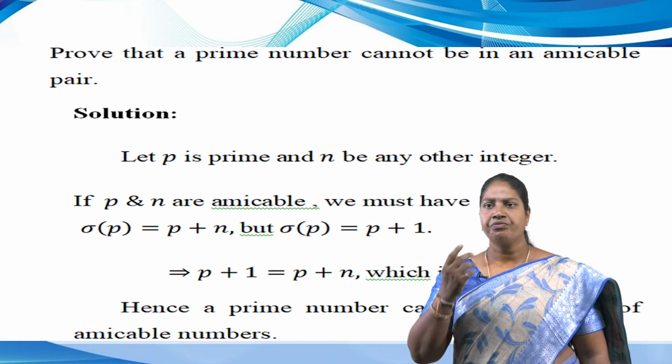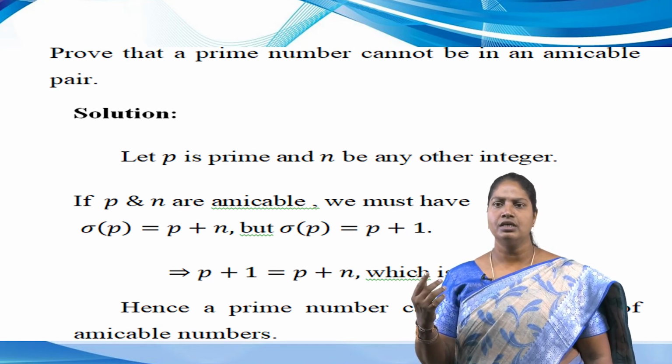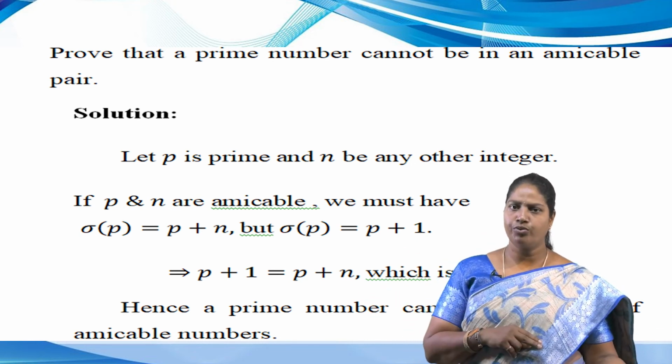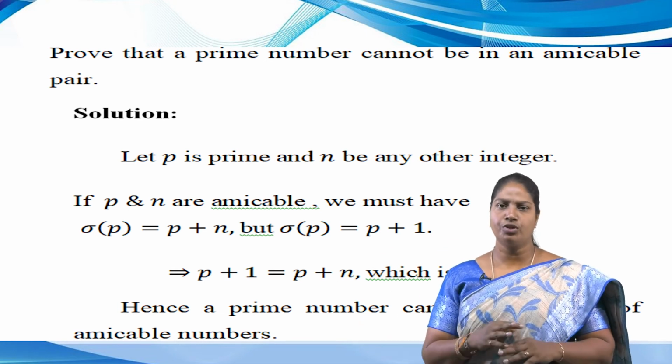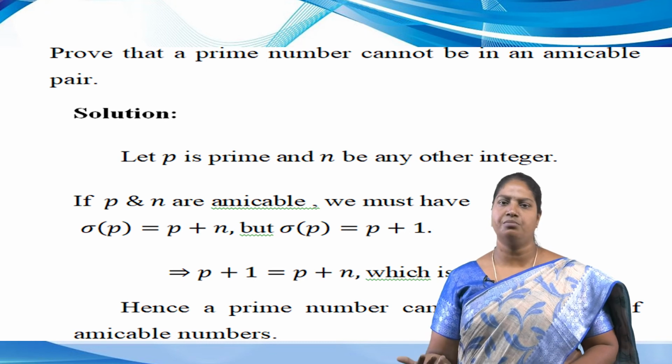So next, the sum of the divisors of 284, that is sigma of 284, is nothing but, what will be the answer? 504. So therefore, sigma of 220 and sigma of 284 both are the same, and they are nothing but m plus n. So m and n are amicable numbers.